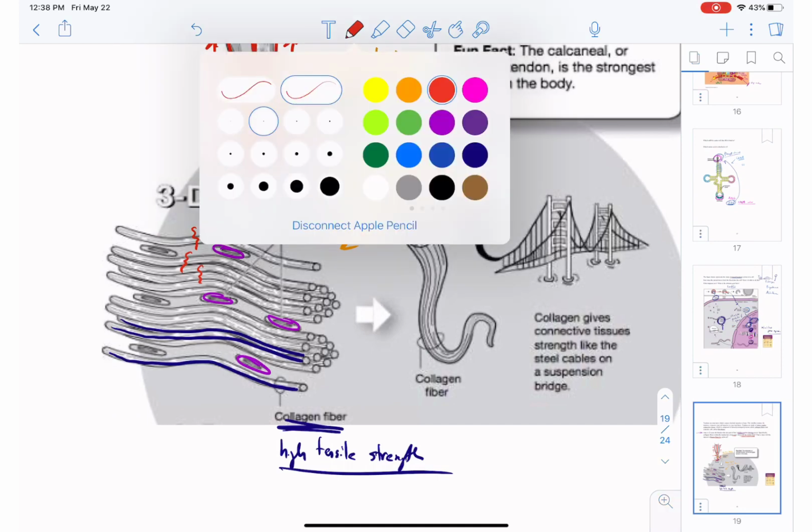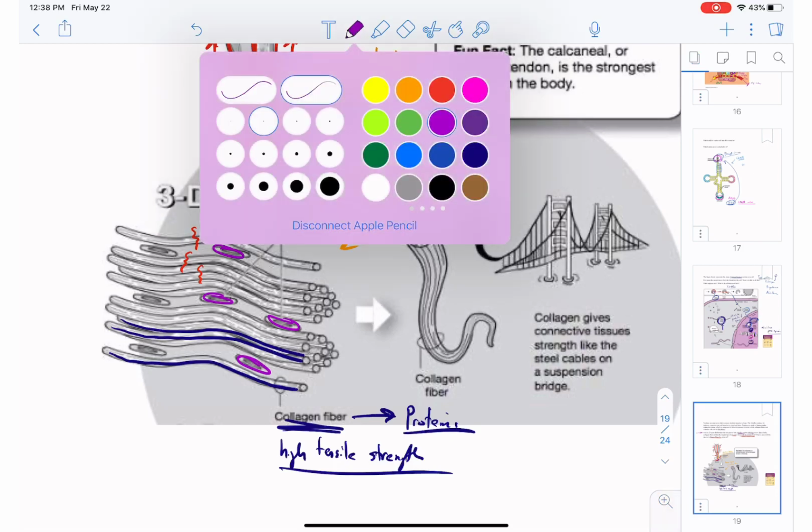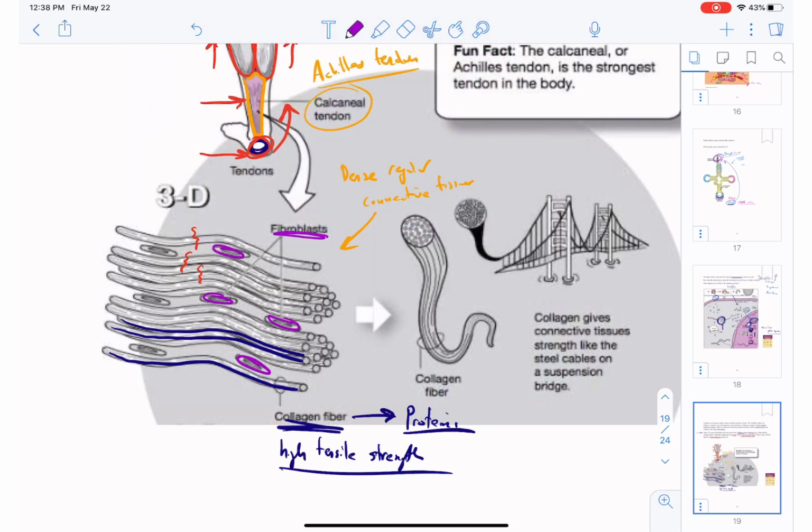How are these injured collagen fibers going to be replaced? And something I should point out is that these collagen fibers are made of proteins. These are protein fibers. So again, how are we going to replace these protein fibers? And I'll give you a hint. It has to do with these fibroblasts.